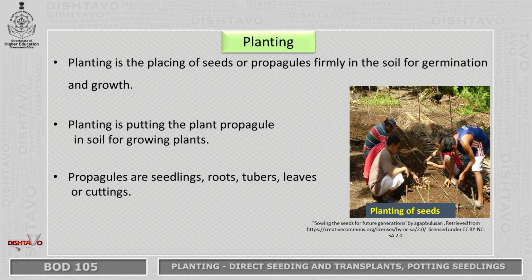Planting. Planting is placing of seeds or propagules firmly in the soil for germination and growth. Planting is putting the plant propagules in the soil for growing plants. Propagules are seedlings, roots, tubers, leaves or cuttings. In the picture, here you can see planting of the seedling.